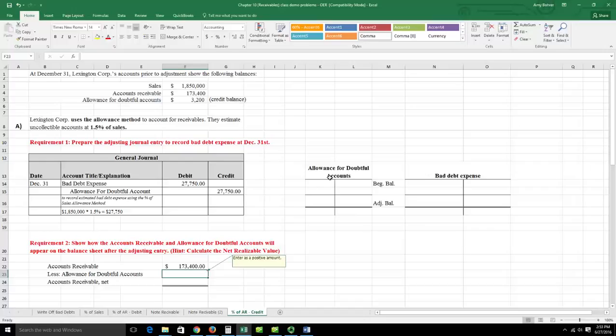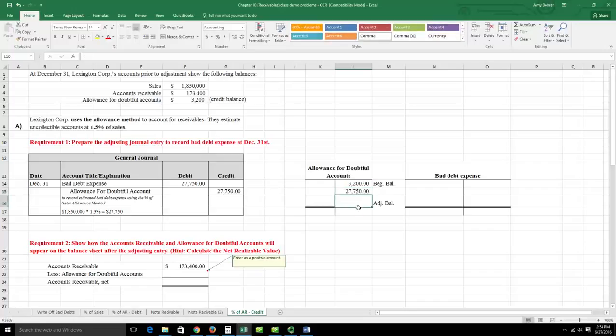So this part is not in my open math. This is something you're going to have to do separately on a separate piece of paper so that you can figure out what your new adjusted allowance balance is. The first thing you have to do is bring over your beginning unadjusted balance, right? It was a $3,200 credit balance, and credits always go on the right-hand side of the T account. And I just credited the allowance for doubtful accounts $27,750 more.